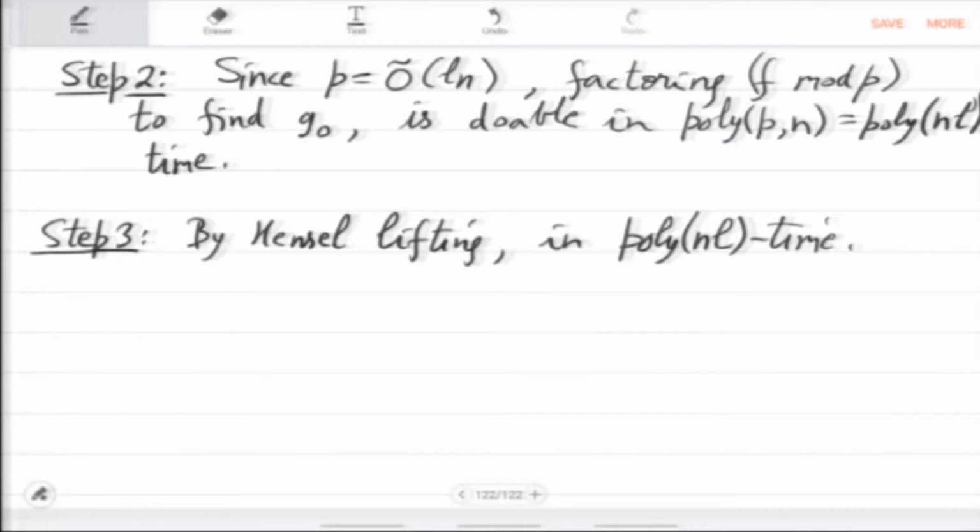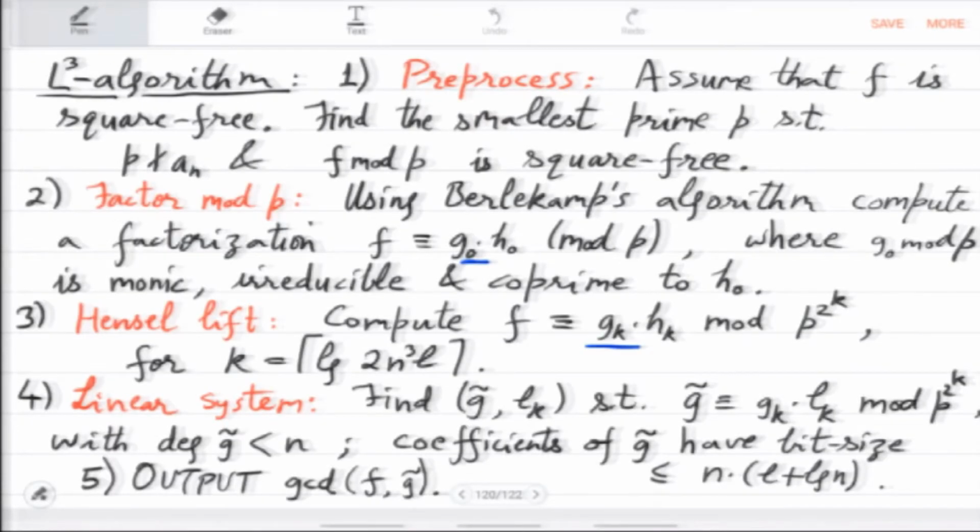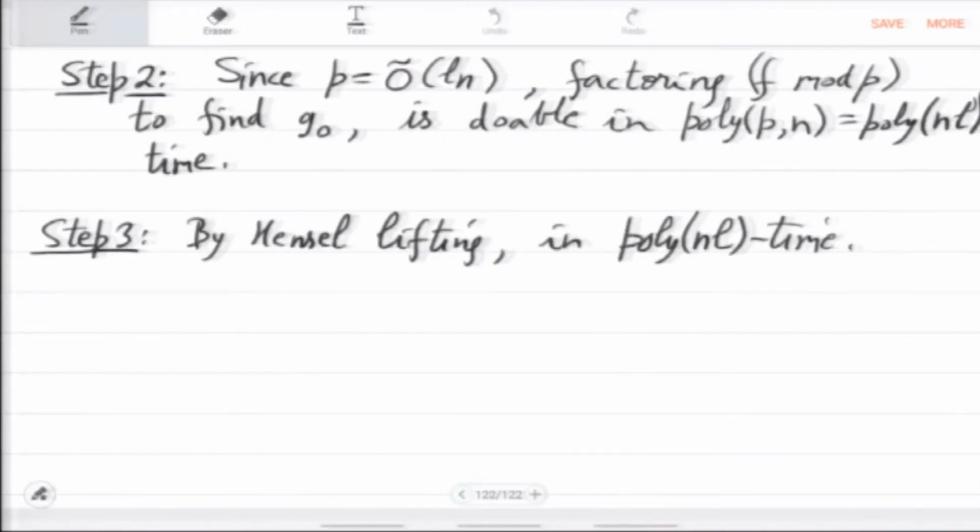Let's move to step 4. Step 4 is this linear system solving, but there is a catch now. Indeed, in terms of the unknowns G tilde and Lk, this is a linear system, but not any solution of the linear system will work. You want a solution which is small in bit size, so you cannot just invoke a linear system solver. So this is actually the hard part. This is what will lead us to something new.